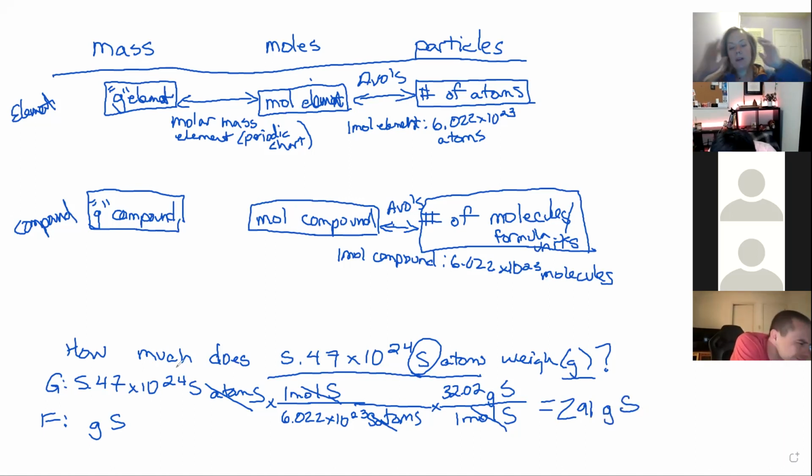So if you have what sounds like a lot, right? 5.47 times 10 to the 24th sulfur atoms. It seems like so many sulfur atoms. It's only about 291 grams or 0.291 kilograms, which is small. Any questions on that one? On doing a double, stitching them together.